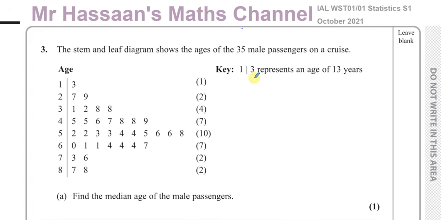So 1, 3 represents an age of 13 years. And here they've given us the ages and the number in each of these categories here. And we've got to find the median age of the male passengers.